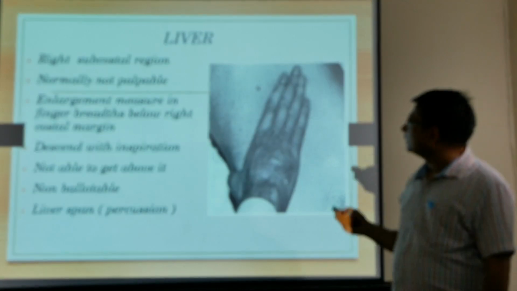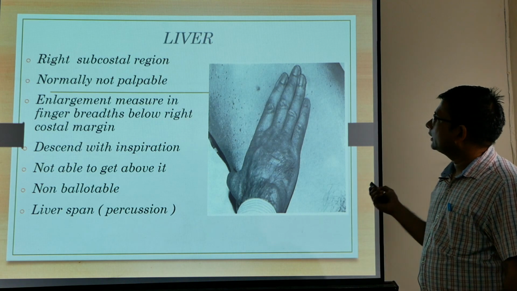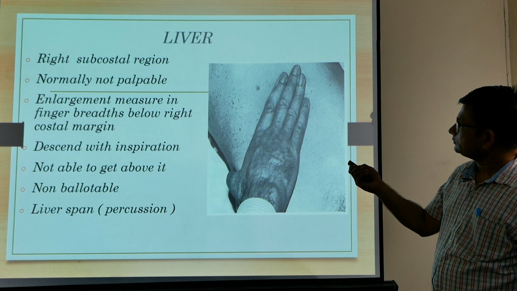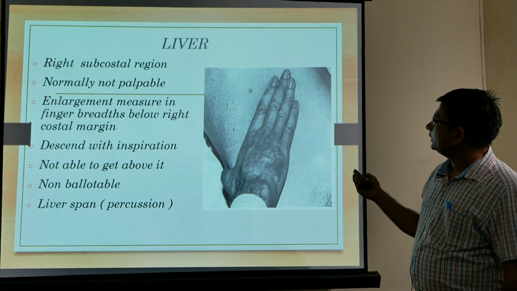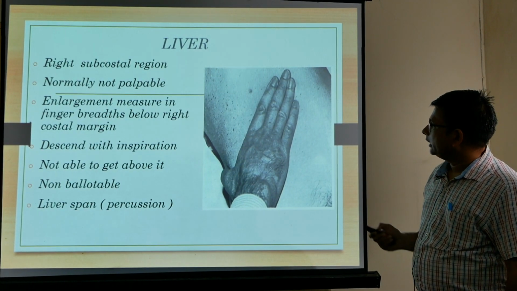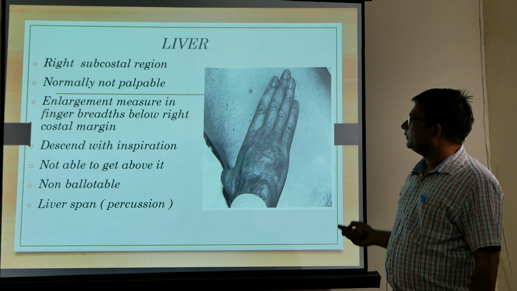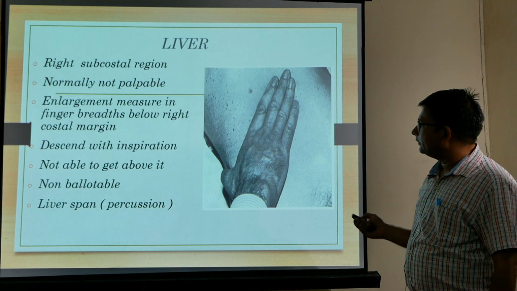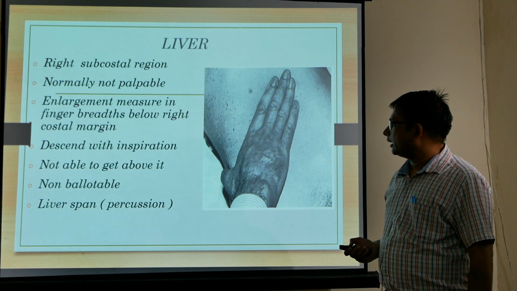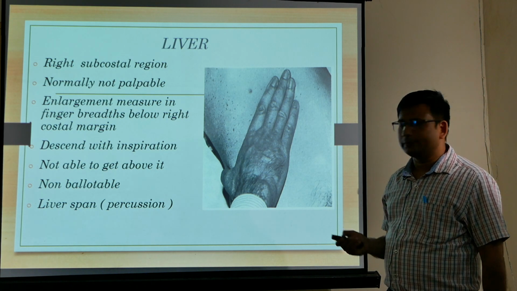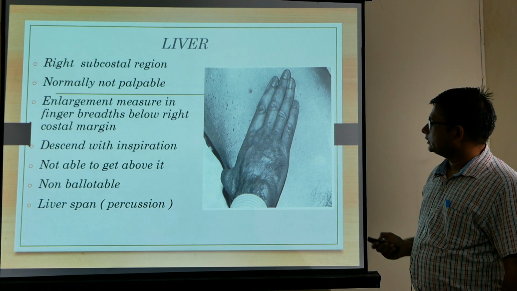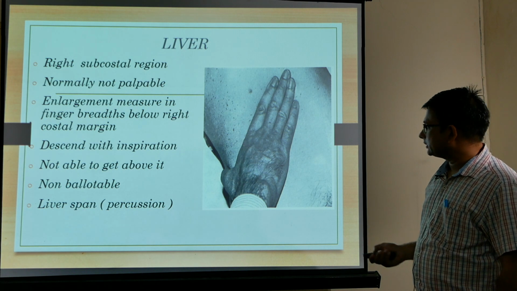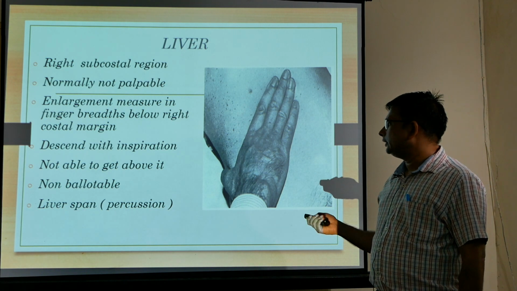Now we will palpate the liver. Liver lies in the right subcostal region. Normally the liver is not palpable. Enlargement is measured in finger breadths below the right costal margin. The liver will descend with inspiration. We will not be able to get above the swelling. The swelling will be non-ballotable, and on percussion we can see the liver span.